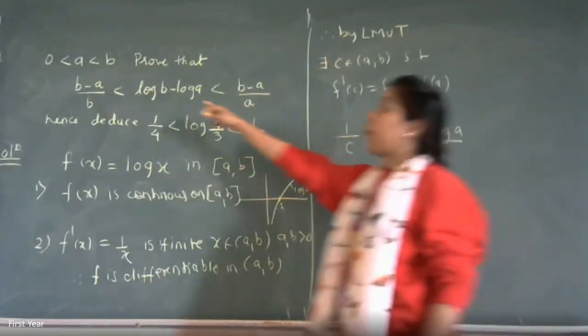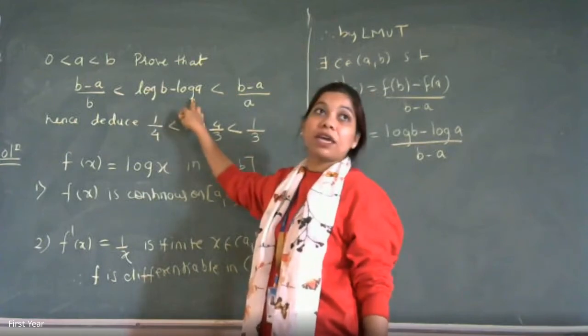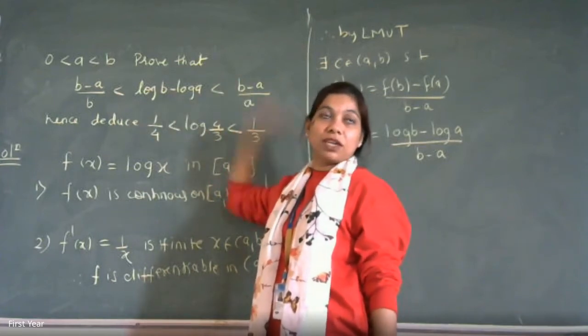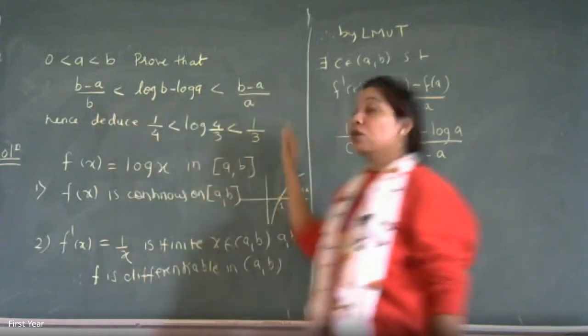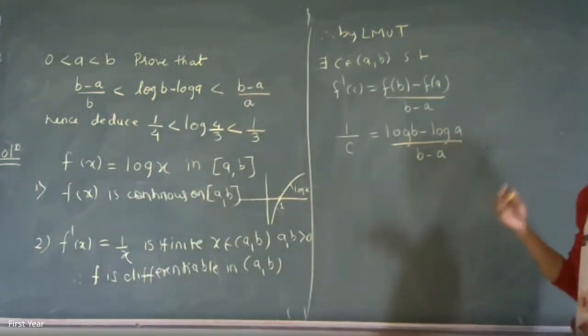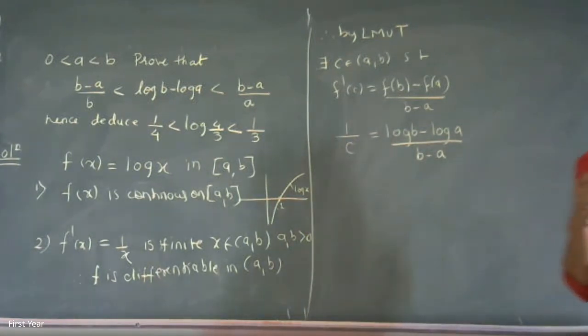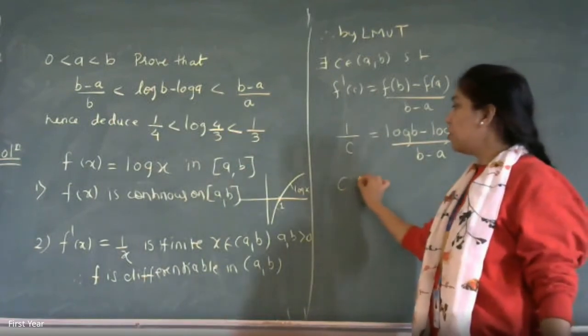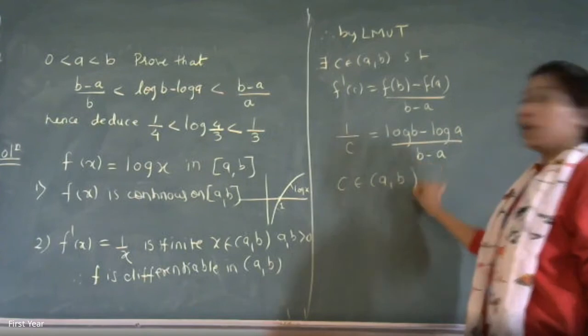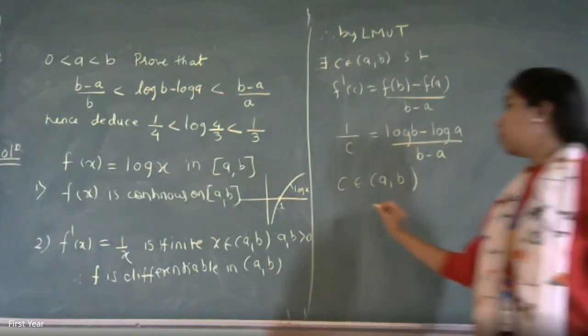Now, in the expected inequality, I don't have B minus A. So I should get rid of B minus A, which is there in the denominator, and I don't want C also. I want B and A. So how will you find that? Who will tell me next? Some other person other than Deep, Vivek, Pawan. C belongs to the open interval (A, B). Yes, so we use that. Therefore, A is less than C is less than B.